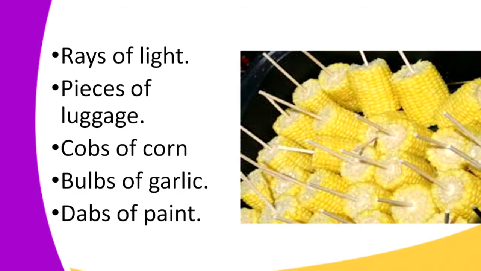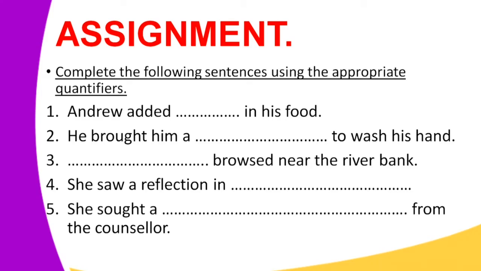For your assignment, learner, I want you to complete the following sentences using the appropriate quantifiers. Maybe to assist you, let's look at number 1. Andrew added dash in his food. Now, what could be added in his food? That definitely would not be sugar. That would be salt. So, what is the quantifier of salt? We would say Andrew added a pinch of salt in his food.